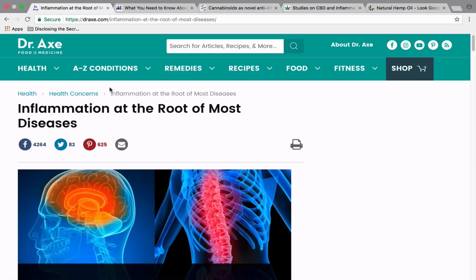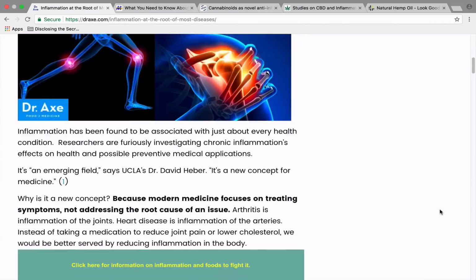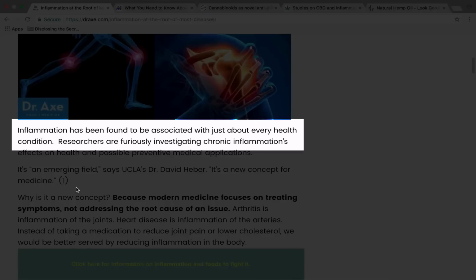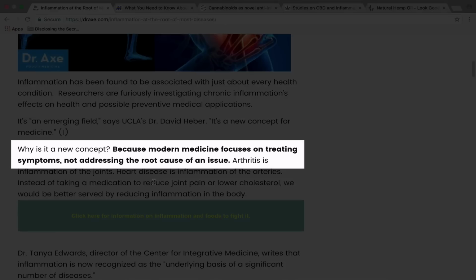But let's begin here talking about Dr. Axe's article, and it's called Inflammation at the Root of Most Diseases. Now, down here, it actually says inflammation has been found to be associated with just about every health condition. And researchers getting into studying inflammation is new. It's an emerging field, it says here, and it's a new concept for medicine because modern medicine focuses on treating symptoms, not addressing, of course, the root cause of the issue.